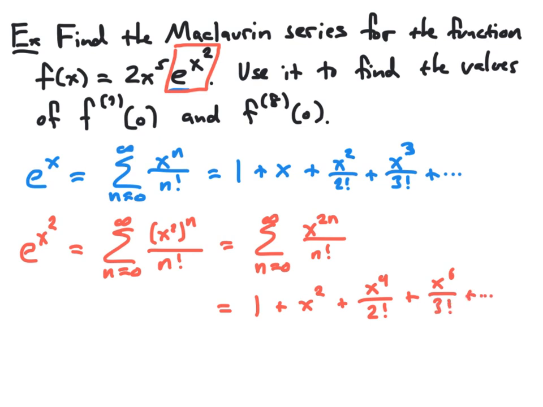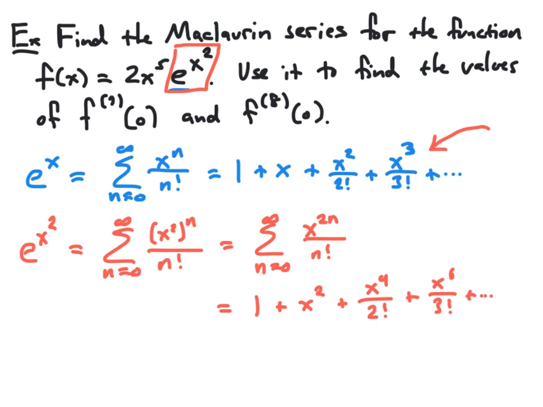And we can get these terms either by substituting values of n equals 0, 1, 2, and 3 into the Maclaurin series formula, x to the 2n over n factorial, or we can use the terms in our Maclaurin series for e to the x, replacing x with x squared in each term. And either way will give us this exact same Maclaurin series in the end.